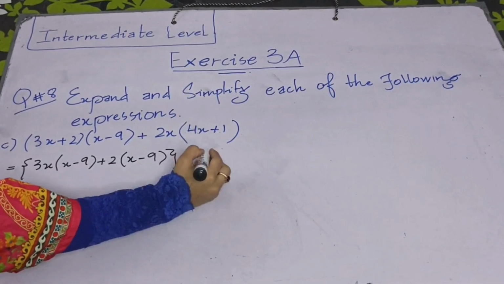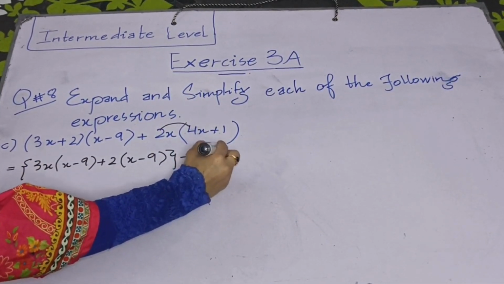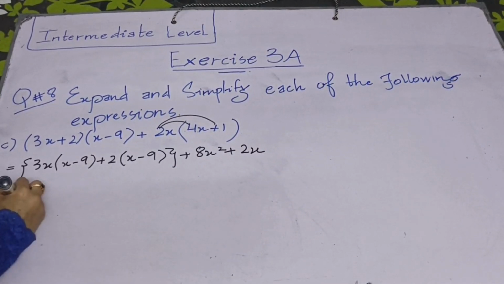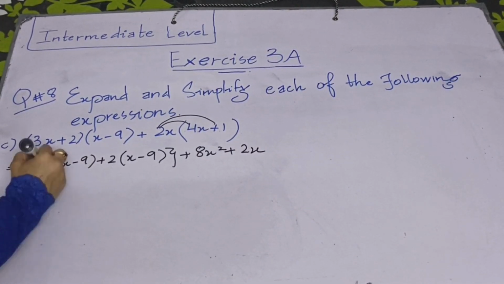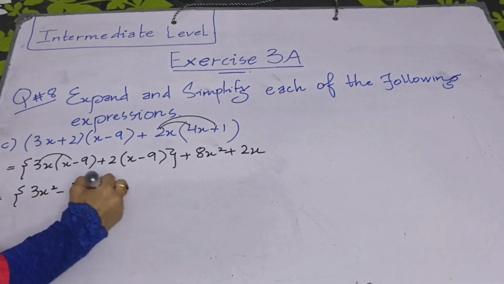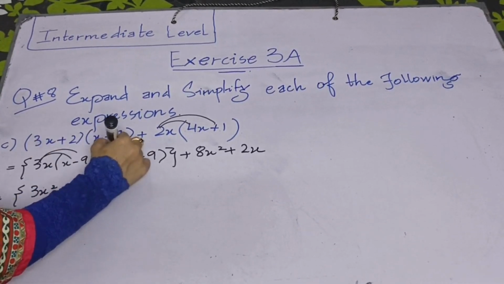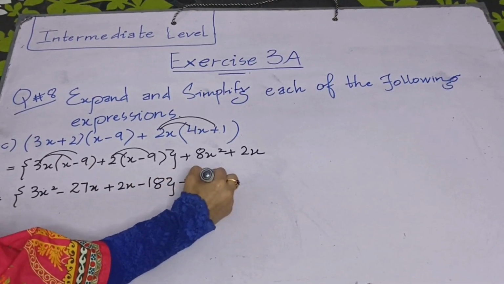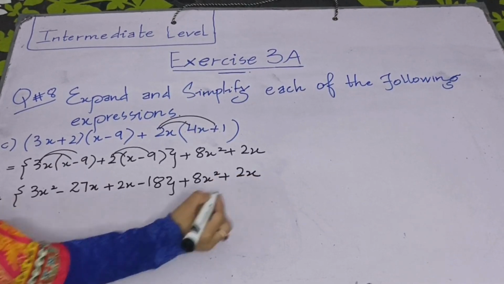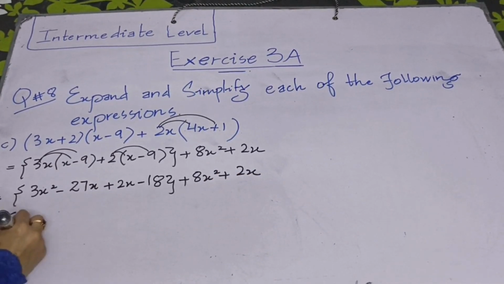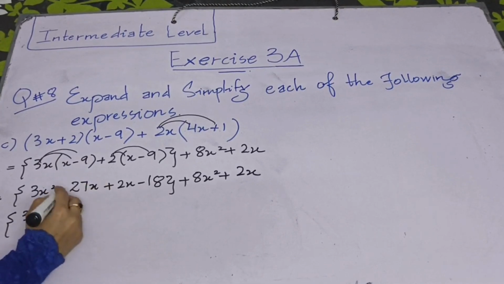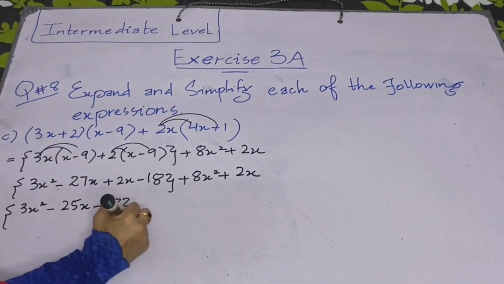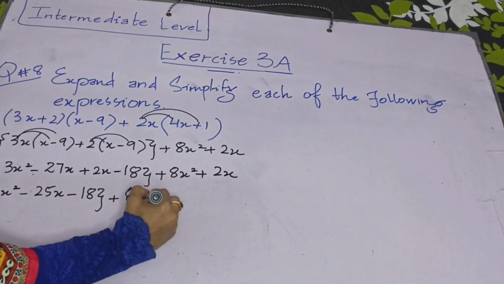Plus 2 times 4 is 8x squared plus 2x. Now 3 times 1 is 3x squared minus 27x plus same 2x minus 18 plus 8x squared plus 2x. 3x squared, minus plus minus, greater number's sign is minus, 25x minus 18 plus 8x squared plus 2x.